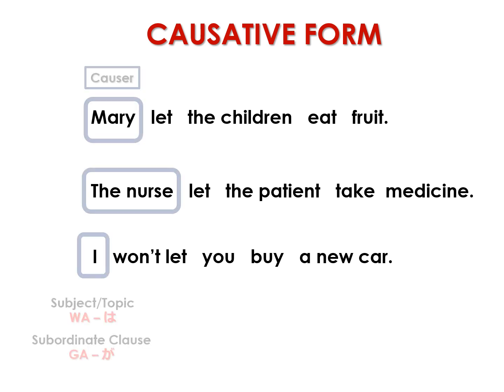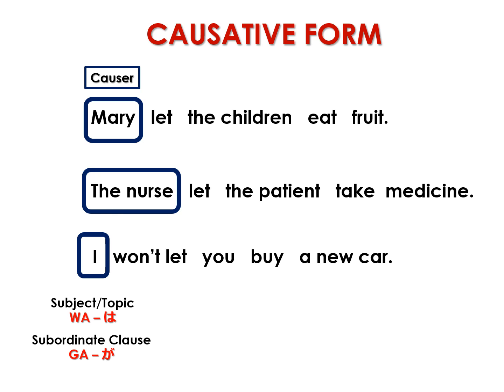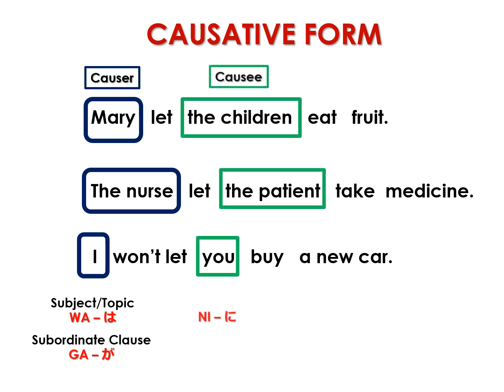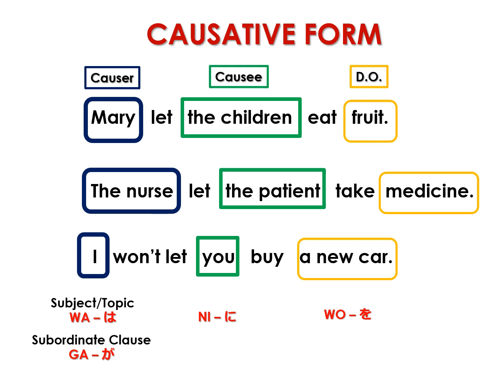As for particles, the subject or the causer typically takes the particle wa if it is in the main verb, and particle ga if it is within a subordinate clause. In our examples, the causers are Mary, the nurse, and I. The causee would take the particle ni, and we have children, the patient, and you in our examples. The direct object takes the direct object particle wo. In our examples, these are fruit, medicine, and the new car.